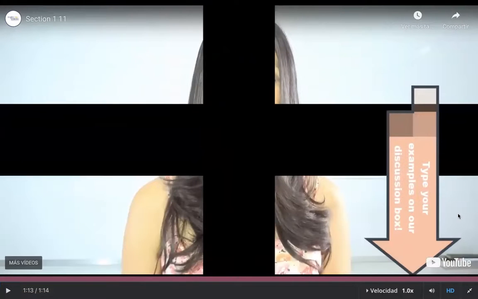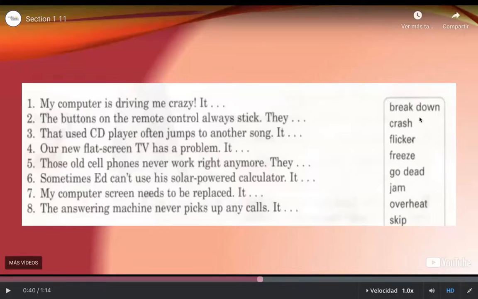Okay. So here, first, let's make sure we understand all of the vocabulary. Here we have breakdown, crash, flicker, freeze, go dead, jam, overheat, and skip. Is the vocabulary okay, or do you have questions? What is overheat, teacher? Overheat is very common with batteries. The battery in the cell phone gets very hot. That is overheat.